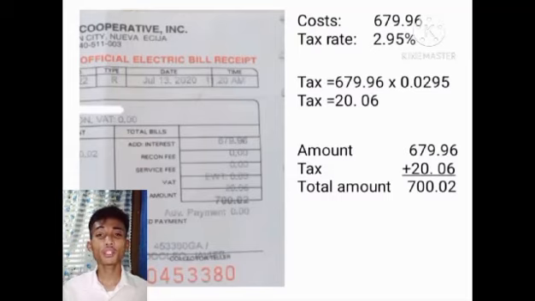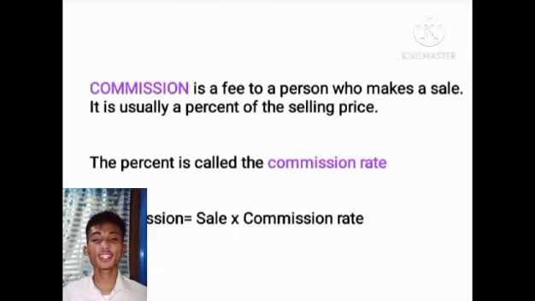And those are what you are seeing in the receipt. Next is commission. Commission is a fee to a person who makes a sale. It is usually a percent of the selling price, and the percent is called the commission rate. We can compute commission by multiplying the sale and the commission rate.